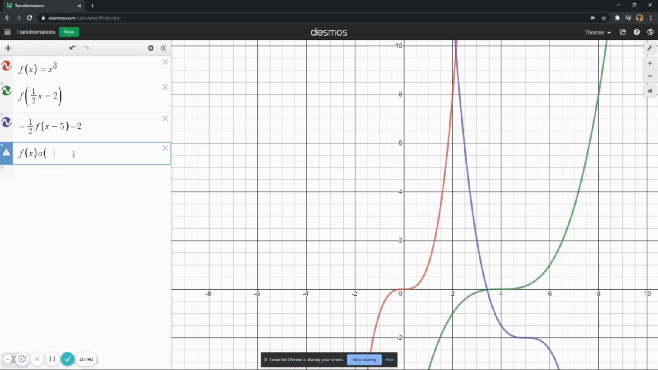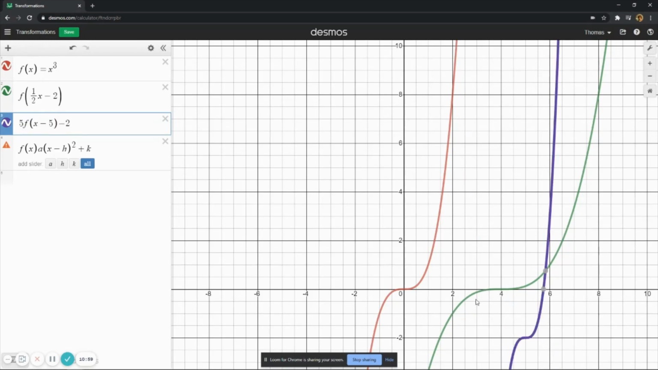I'm just going to type this in and it's not going to work out. But if I type in a times (x minus h) quantity squared plus k, I want to look at these values. Okay, a has to do with a vertical stretch or compression, right? We saw that when I multiplied by 1/2, it resulted in a vertical compression. If I had multiplied this by 5, it's a vertical stretch. Okay, that's what's happening there.